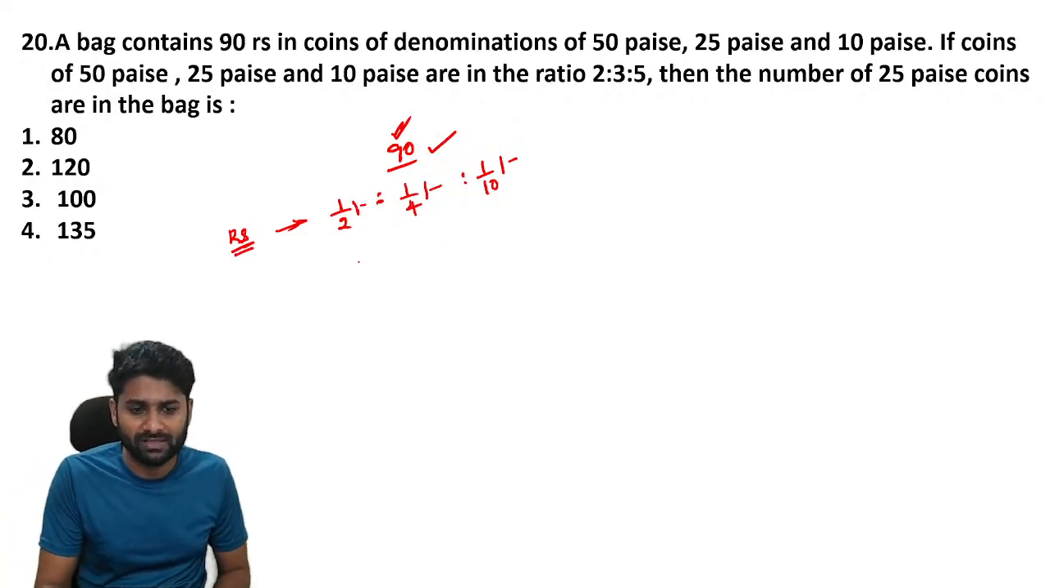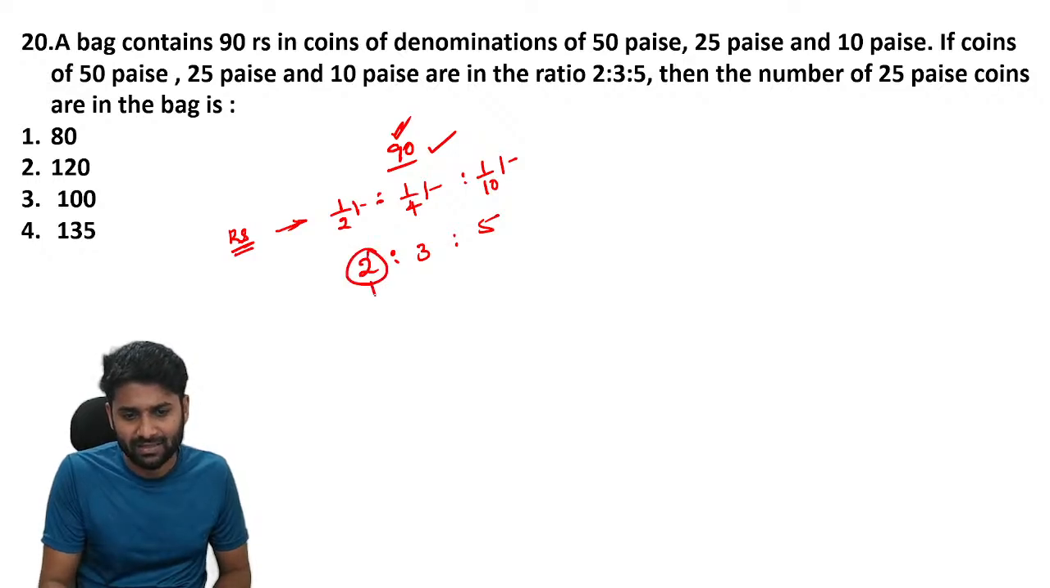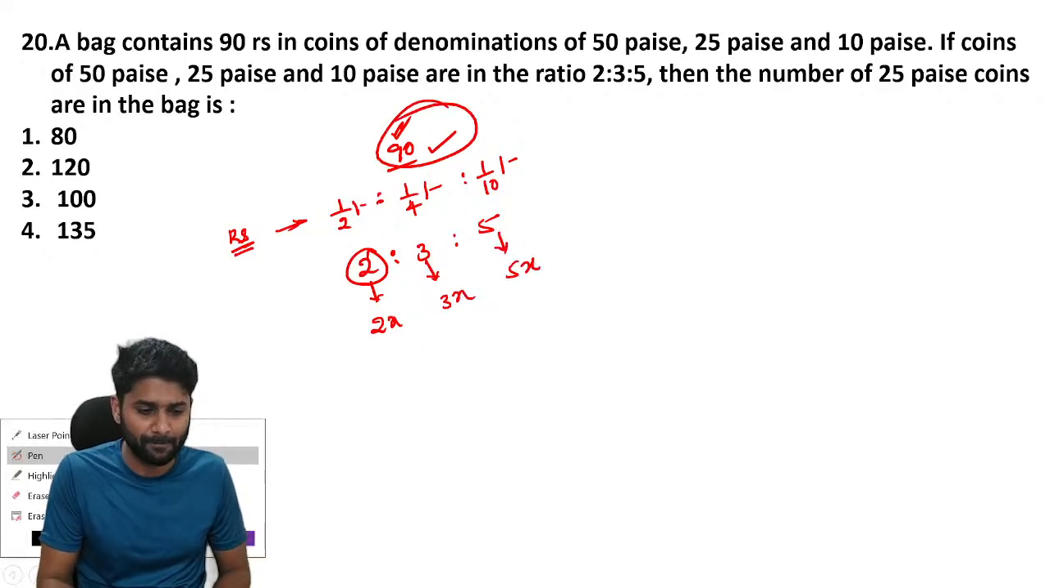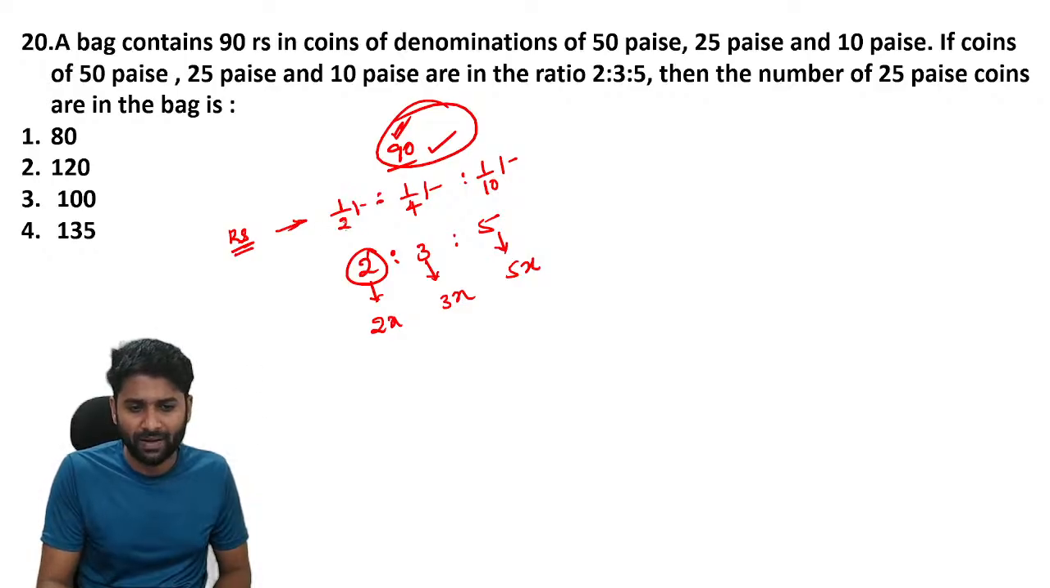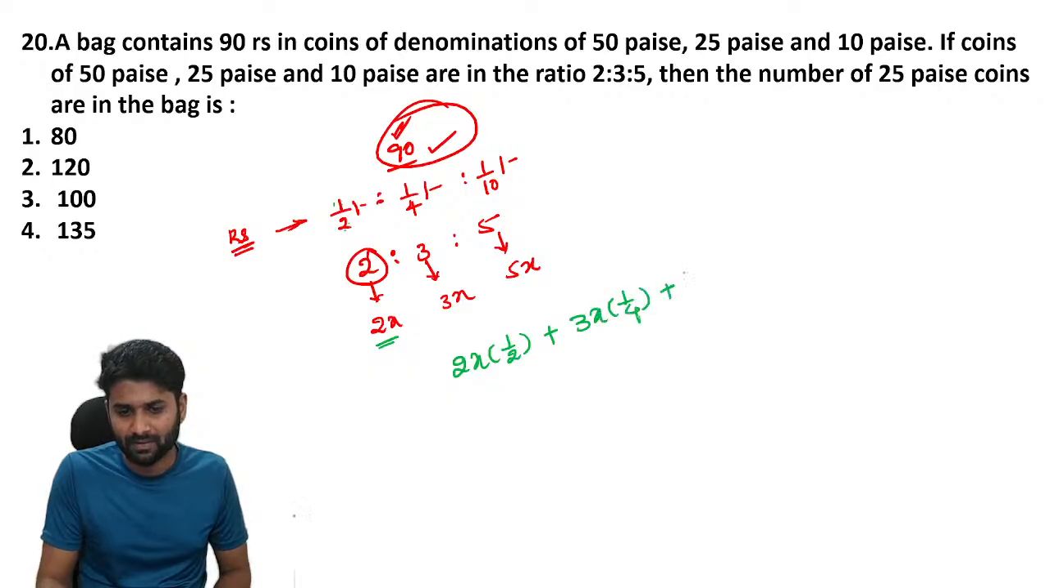Now the number of coins of 50 paisa, 25 paisa, 10 paisa are in the ratio of 2 is to 3 is to 5. This is the ratio. Let us take the number of coins as 2x, 3x, 5x. And we know that the sum is 90. And 50 paisa, how many are there? 2x. So 2x into 1/2. Now again 3x into 1/4. Next one, 5x into 1 by 10. Now the sum value is already given as 90.